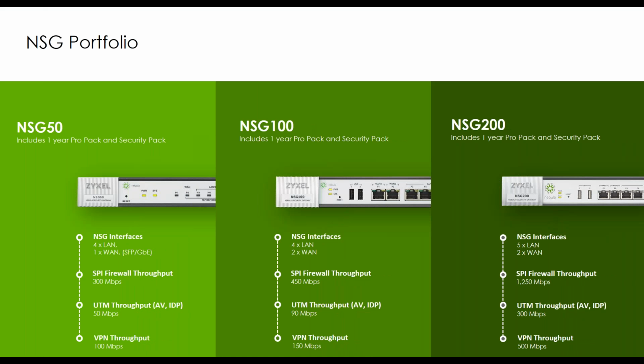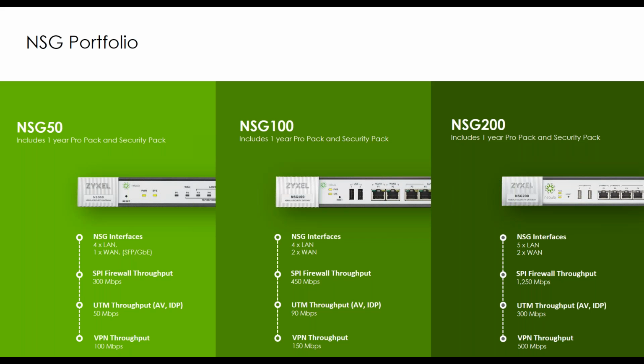So in order for you to be able to use these security features, you will need the NSG50, the NSG100 or the NSG200, as well as the NSG300. So one of them, depending on your requirements, you'll have to pick a specific one. One of the important things to remember when you're speccing out a firewall is to understand your customer's requirements.